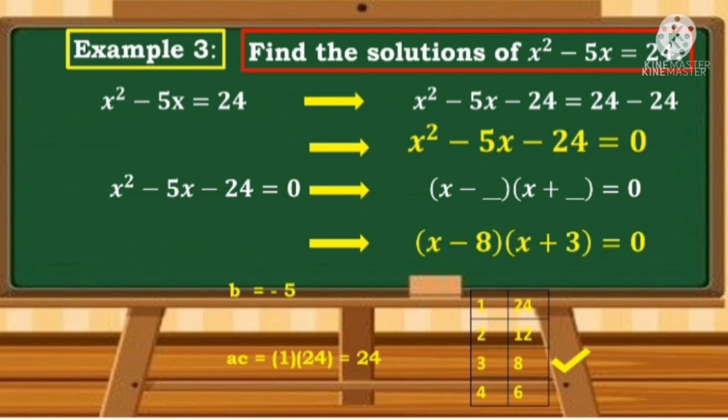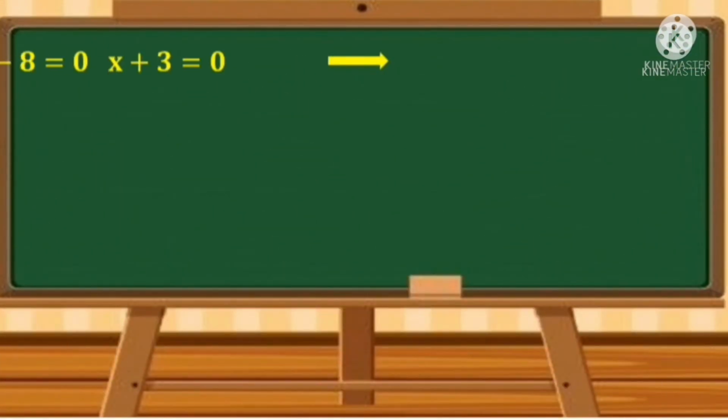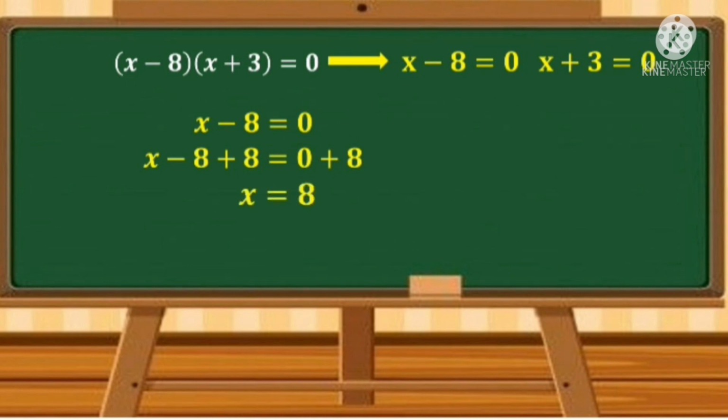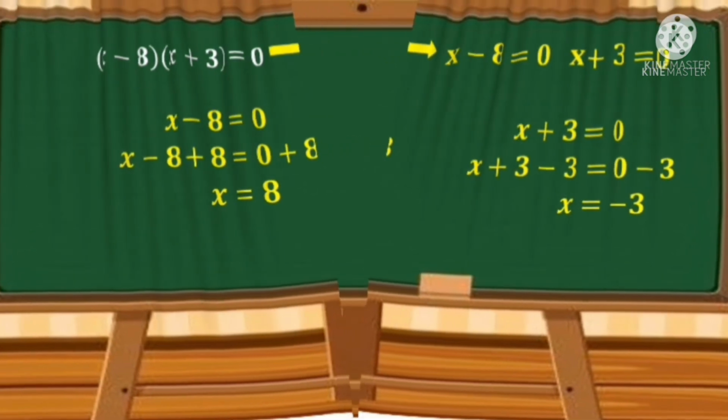Now let's proceed to setting each factor equal to 0. So x minus 8 equals 0 and x plus 3 equals 0. Next, solve the resulting equations. For x minus 8 equals 0, adding the opposite of negative 8 to both sides of the equation, x minus 8 plus 8 is equal to 0 plus 8, so x is equal to 8. Next, we have x plus 3 equals 0. Adding the opposite of positive 3 to both sides, x plus 3 minus 3 is equal to 0 minus 3, so x is equal to negative 3.